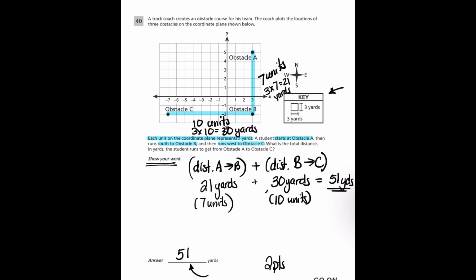If you had just added all these in the 17 times 3, that also would have been fine. I know some kids would have done that and still gotten 51 yards. But that's what they're looking for, that you can show how you got the 17 units, and how 17 units was the same as 51 yards according to this diagram.